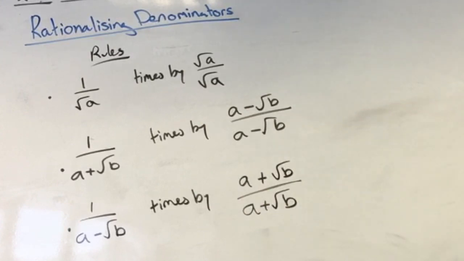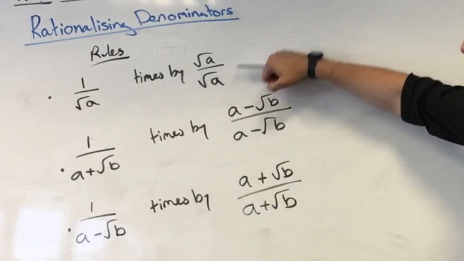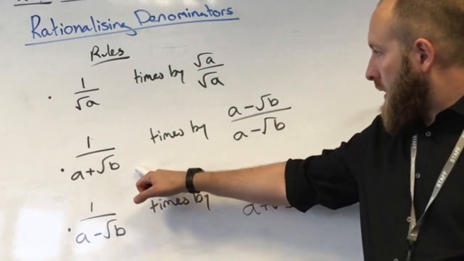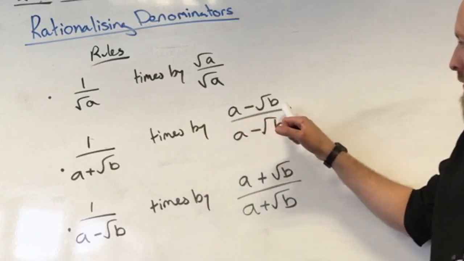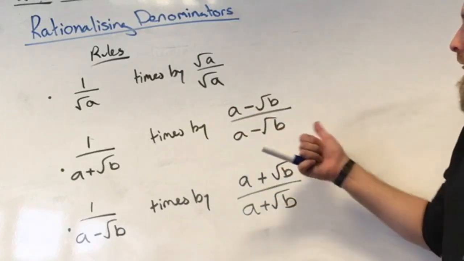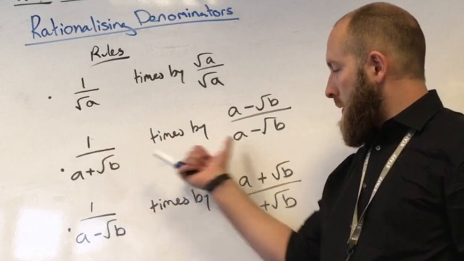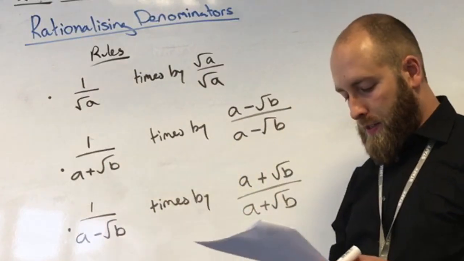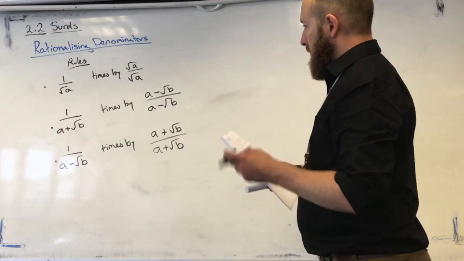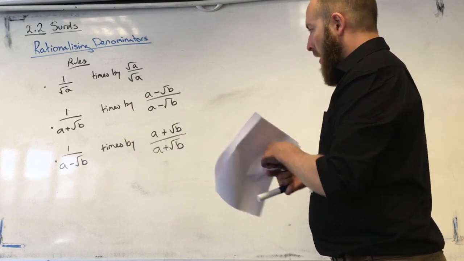So there we go, you need to memorise these. So we saw this one already. If you've got 1 over a plus root b, you times it by a minus root b over a minus root b. That makes sure that the middle term when you expand these cancels out, and same again for this one. So we'll go through some examples of why these work.